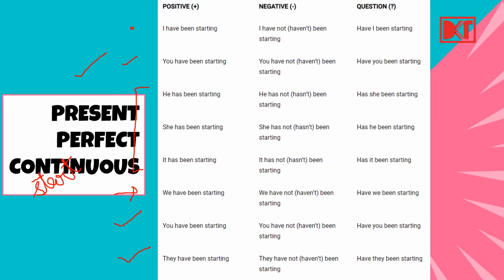Alright, so here you see we have subject and then have or has, been, and the verb ing. Then for the negative you have the subject, have or has, then not, because it is negative, been, and verb plus ing. And for question you either have or has, then the subject, then been, and verb ing. Alright, so this is the formation for present perfect continuous.